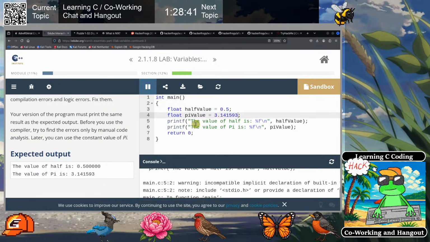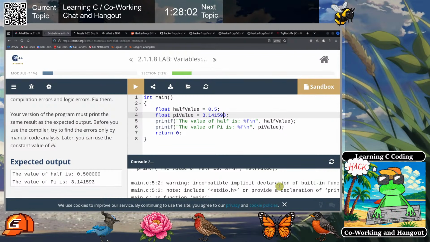Okay, so try running it. No, it still doesn't want to run. What's wrong here? 3.141593. So this is a float called pi value, and this is a float called half value. It looks like everything here is okay. I guess we need to take a look at what these error messages are.